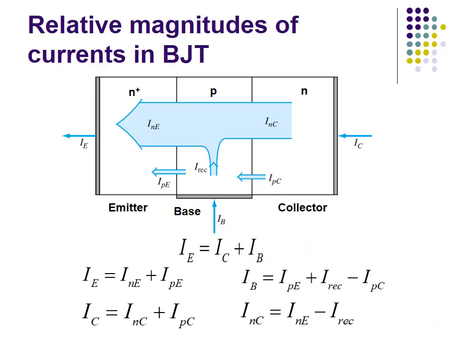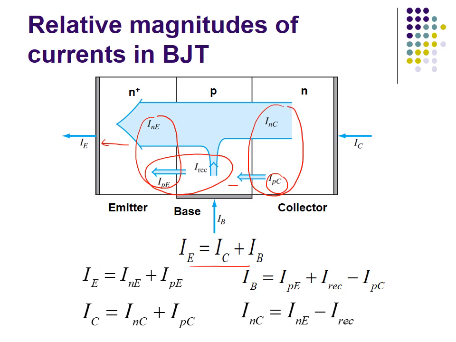This figure depicts the magnitude of the current components in BJT. We have the emitter current, IE, that can be given as IC plus IB. At the same time, IE is the total of INE plus IPE. IB is IPE plus the recombination current minus the hole current from the collector, IPC. IC is made of INC and IPC. And INC combines with IRAC to give us INE.